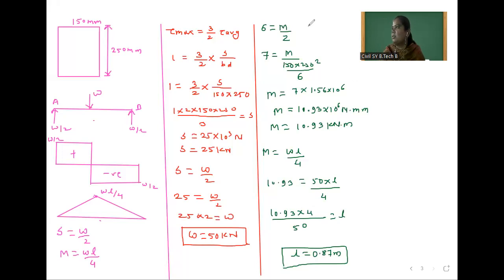Take screenshots. So today we will stop here. In the next lecture, we will solve examples on unsymmetric section. Please take screenshots fast.